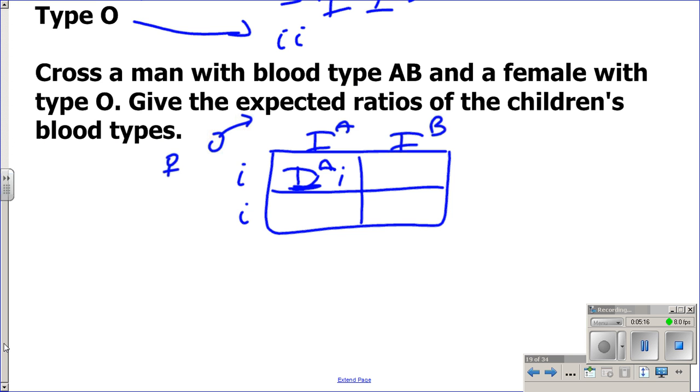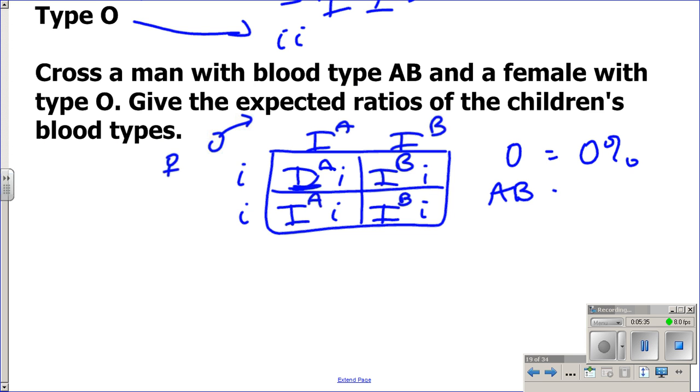IA i, IA i, IB i, IB i. Okay. How many of the babies have the possibility of having O blood type? Right. So O blood type would be 0%. How many would have AB blood type? AB means you have to have both alleles. No, 0% would have AB blood type. How many would have A blood type? Two. Percentage. Yes, 50% of having a blood type A baby, blood type B, 50%.